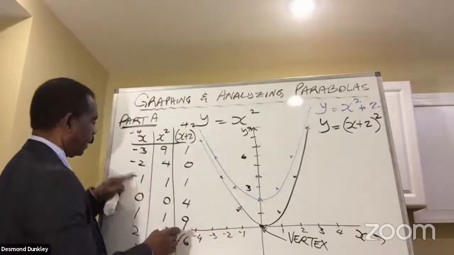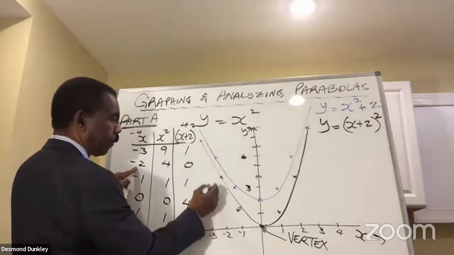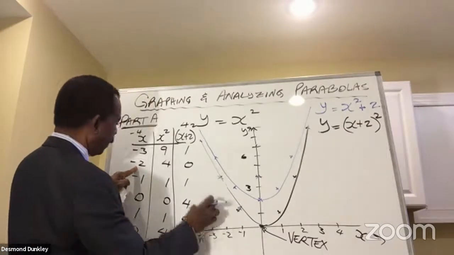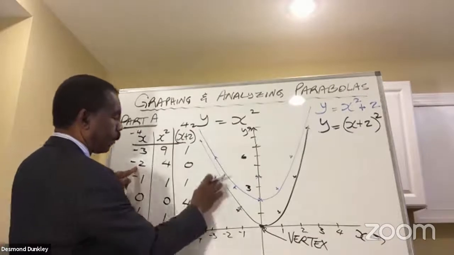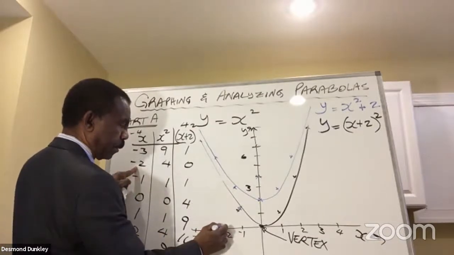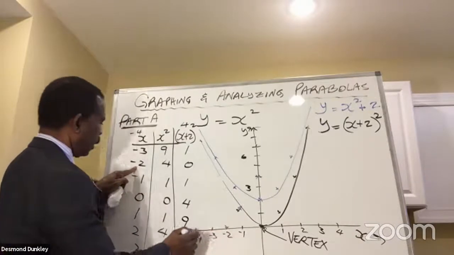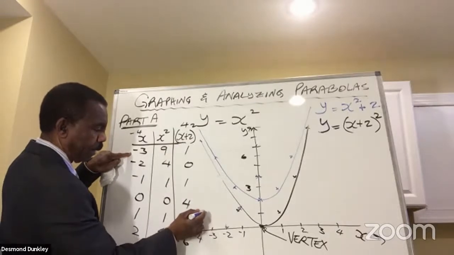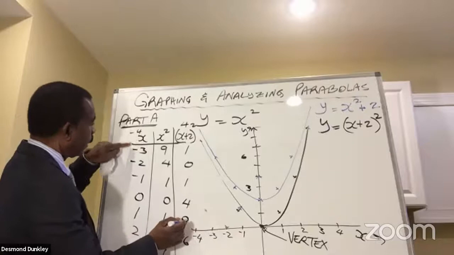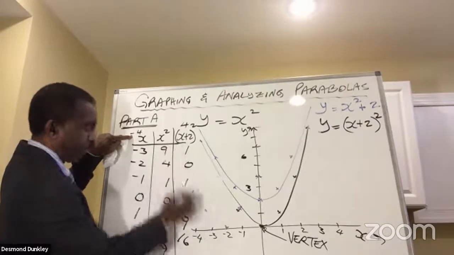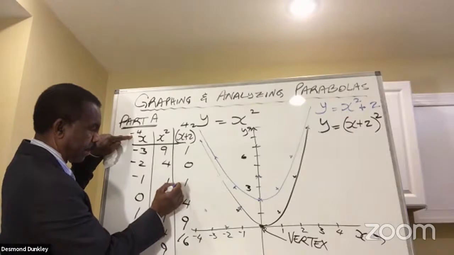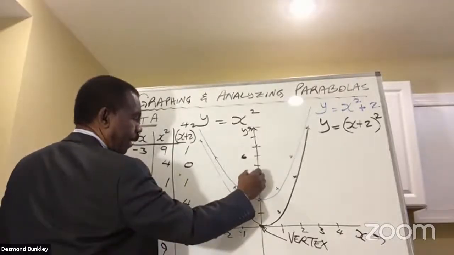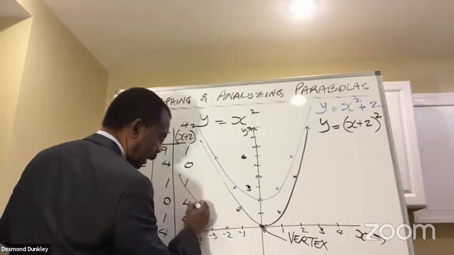Okay, good. Then negative 2 is going to map onto 0. Negative 3 is going to map onto 1. Negative 4 is going to map onto 4. So what is happening here? According to this, the graph is now going to go like this.